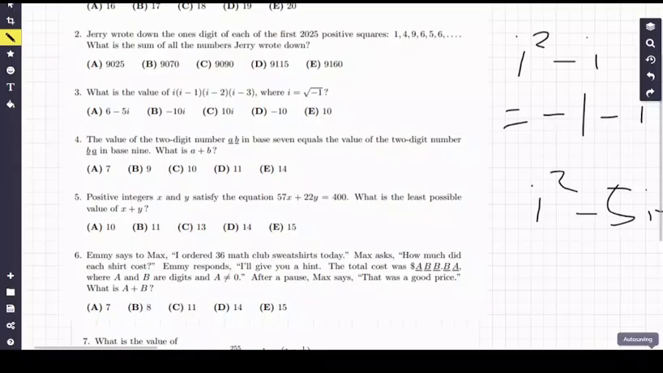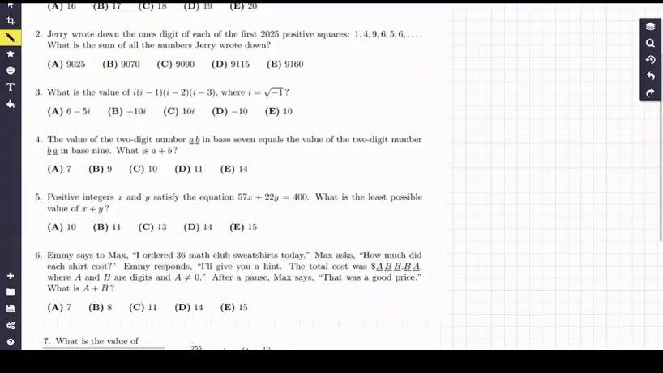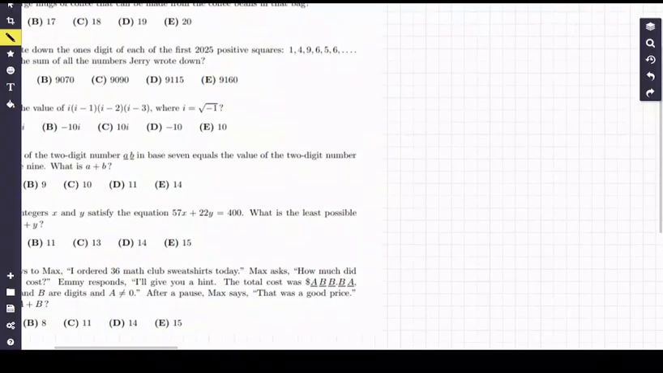Okay, two-digit number AB in base 7 is equal to the value of two-digit number BA in base 9. So how would we figure this out? A simple way to rewrite it: A is in the tens digit. So when you look at something like this, you put A here and B here, right? Tens and ones. So instead of AB, we could write 7A plus B because it's base 7, right?